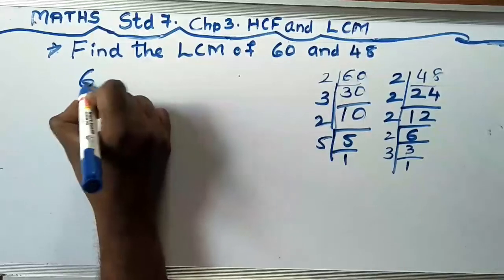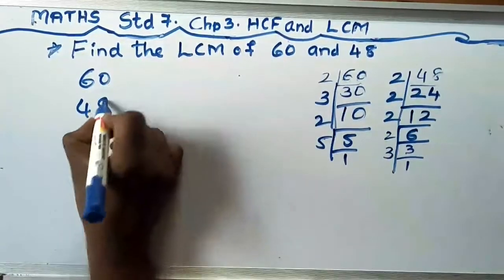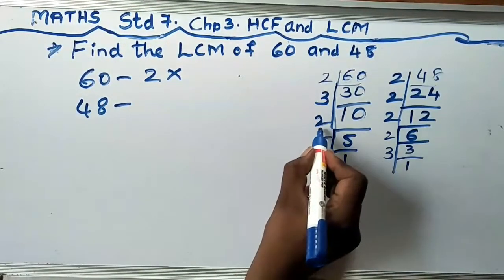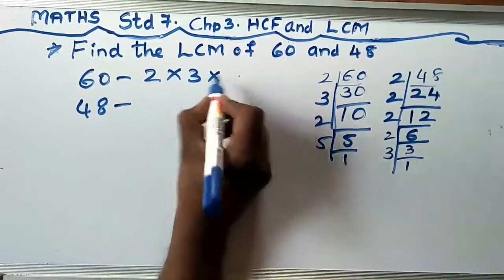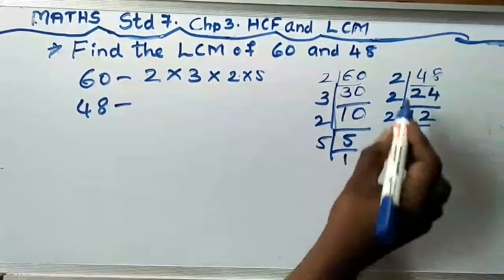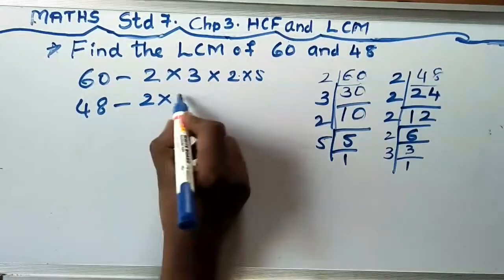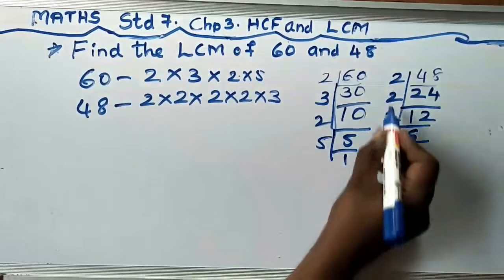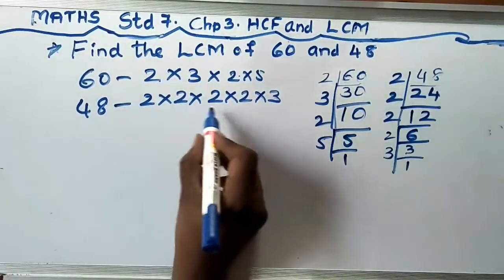So right here are the prime factors for both 60 and 48. 60 is 2 into 3 into 2 into 5. 48 is 2 into 2 into 2 into 2 into 3.